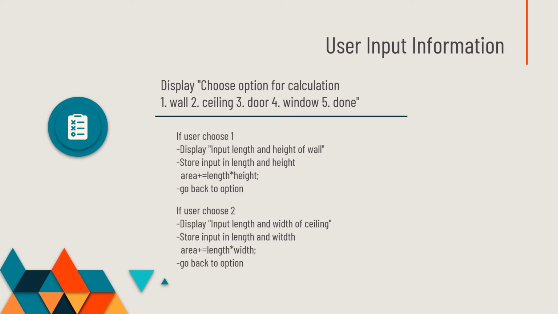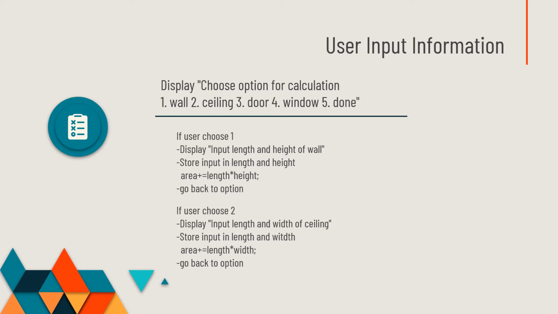In the first part, the system will provide multiple options for the user for calculation. 1. Wall. 2. Ceiling. 3. Door. 4. Window. 5. Done. If the user chooses 1, the system will ask the user to input the length and height of the wall and store them in length and height. And then the size of the wall will be calculated by the length multiplied by height and then added to the area. And then go back to the options.